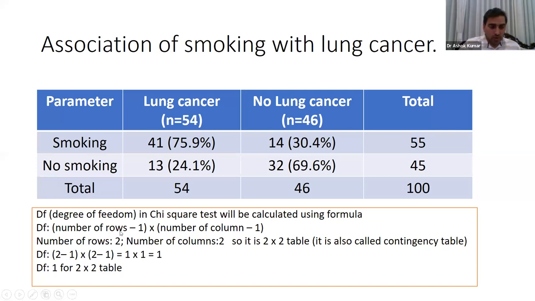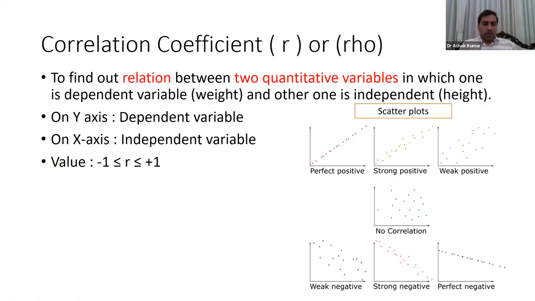So we can calculate the degree of freedom. Number of rows minus 1: number of rows is 2, minus 1, multiplied by columns, which are 2, minus 1. 1 multiplied by 1 is equal to 1. So the degree of freedom is always 1 for a 2 by 2 table. Always for a 2 by 2 table, the degree of freedom is 1 in the chi-square test. Please remember this. Okay.